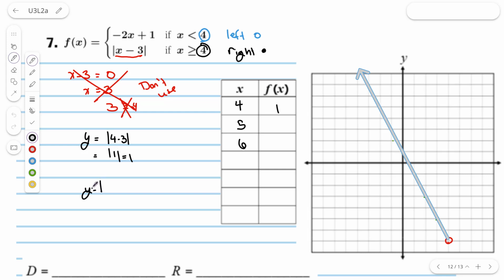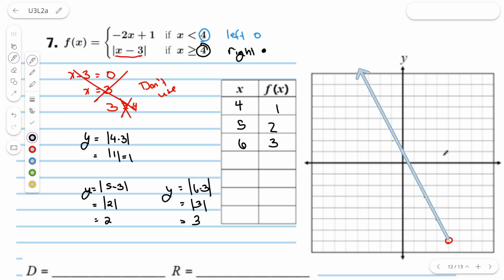When I'm doing 5 minus 3, that's going to be a 2. The absolute value of that is 2. And if I did the absolute value of 6 minus 3, that point is 3. The absolute value of that is 3. And so I have those points.